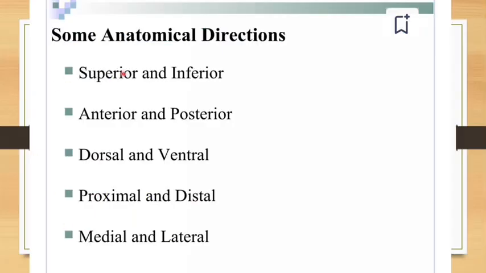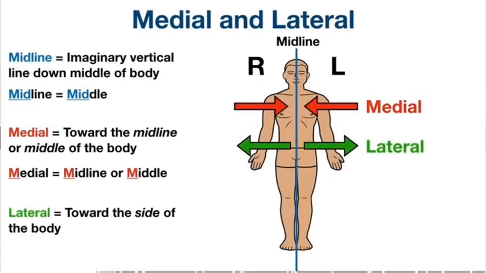So we'll look at some anatomical directions. We'll look at superior versus inferior, anterior versus posterior, dorsal versus ventral, proximal versus distal, and then medial versus lateral. All these are anatomical directions that we're going to look at. This is the first one: medial versus lateral, or medial and lateral.